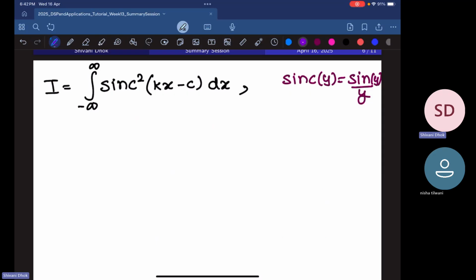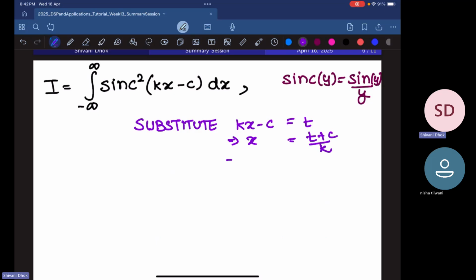Now we'll try to simplify this a little bit to get it in our desired form. I just want to get rid of this linear argument. I just want one variable here. So I'll substitute kx minus c as t, which means that x is t plus c by k, which means dx is dt by k. And since x is varying from minus infinity to infinity, t will also vary from minus infinity to infinity.